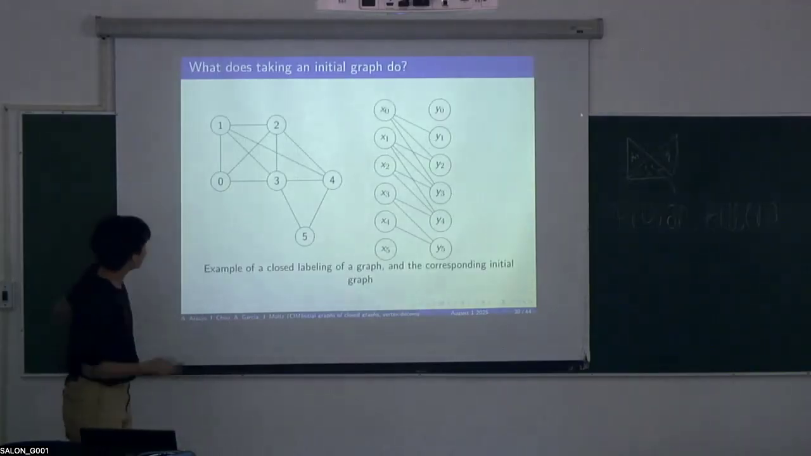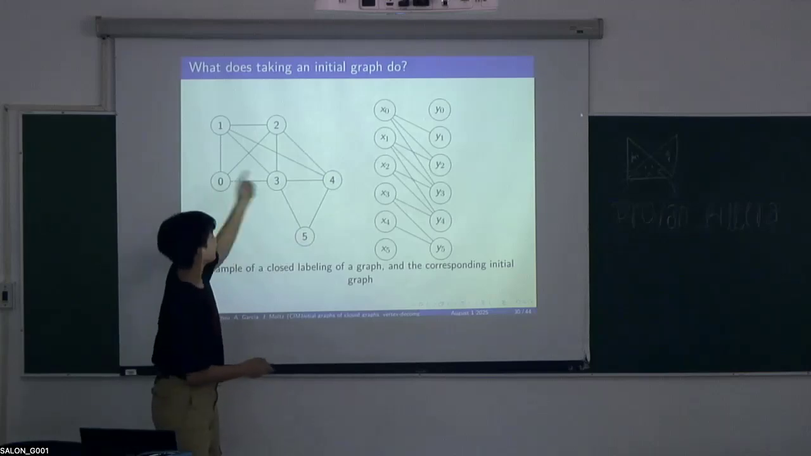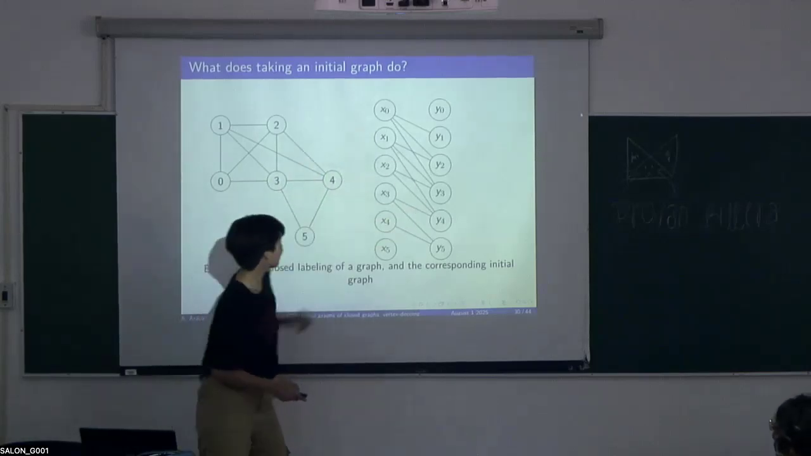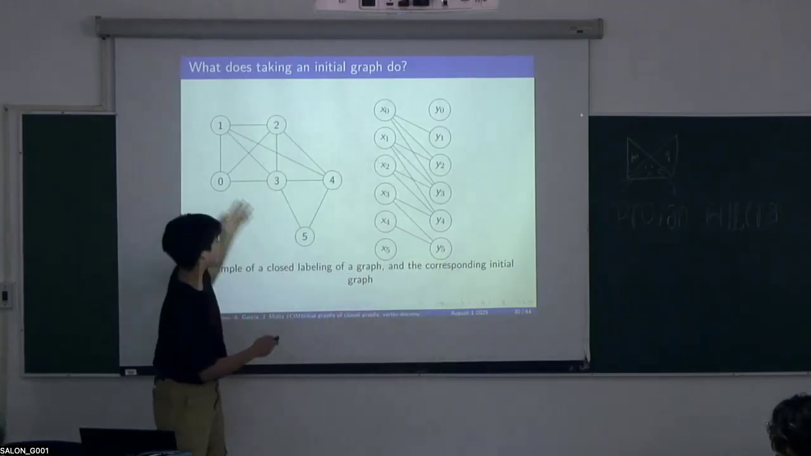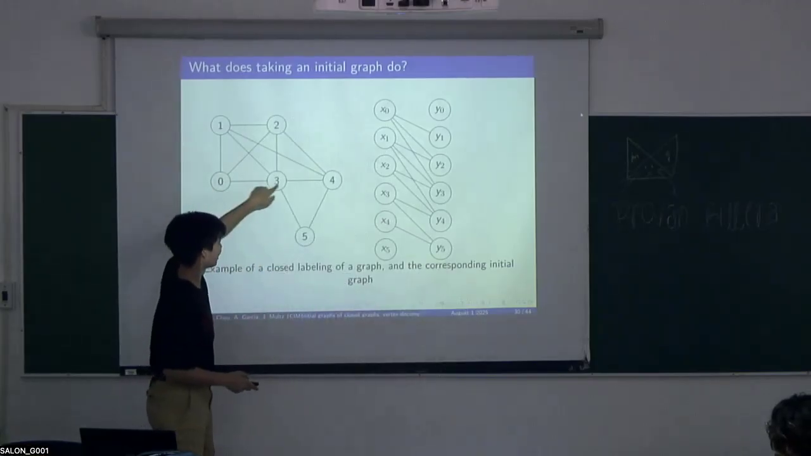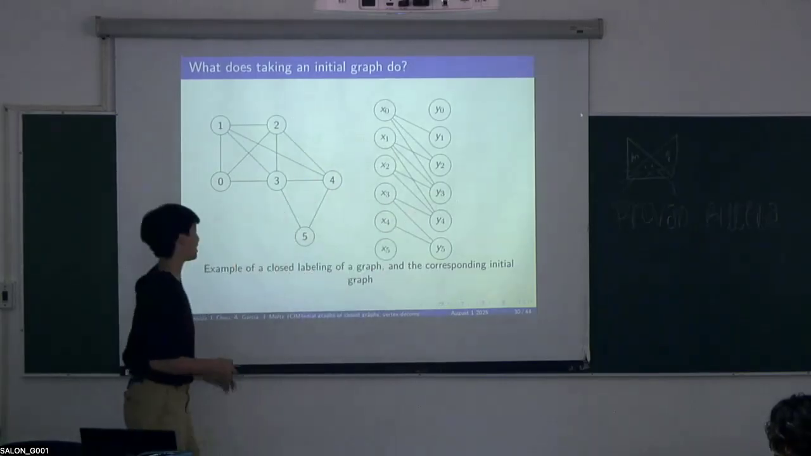It's like we force the graph to be bipartite. Every time 0 connects to 1, we have x0 connects to y1. 0 connects to 3, it's x0 connects to y3. And in particular, all the edges slope down like this, because every time we have i connected to j, i less than j, we have i on the x side, j on the y side.